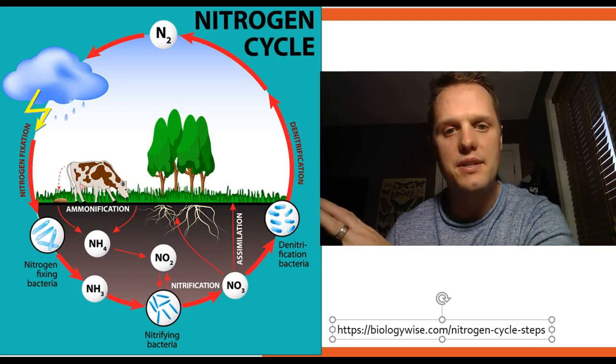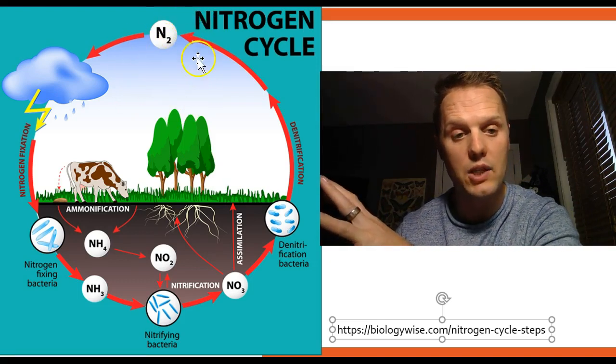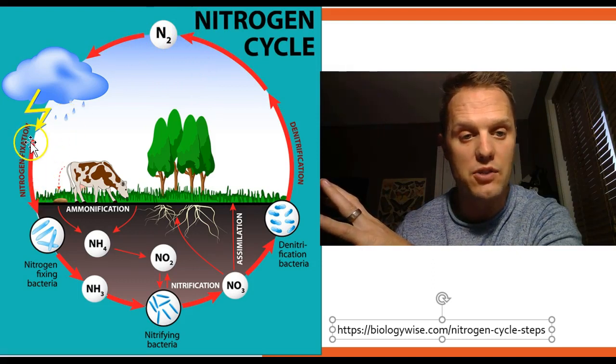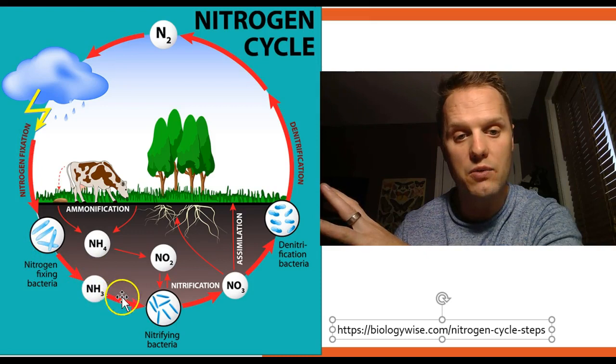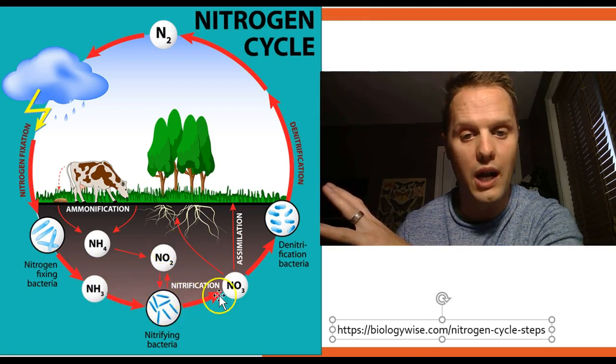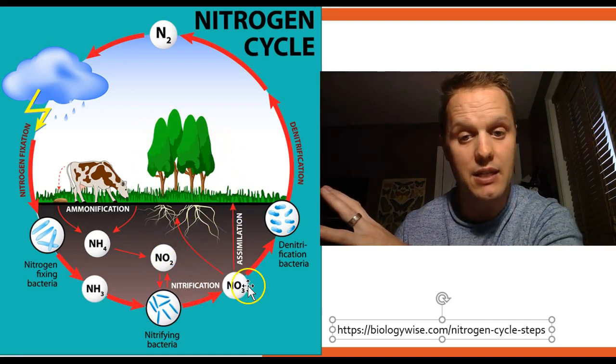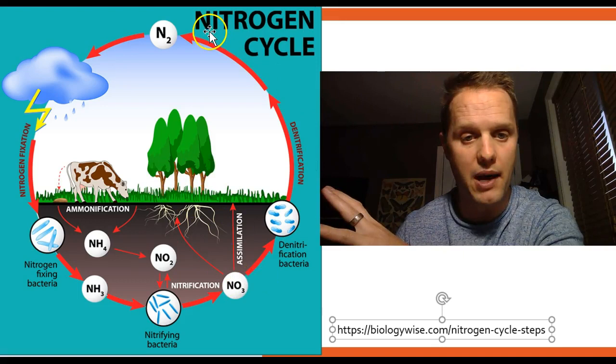So there you have it. That's the nitrogen cycle. You've got nitrogen that's found in the atmosphere, lots of it in the form of N2, but animals and plants can't use it. It's fixed by nitrogen-fixing bacteria into ammonia, NH3. That NH3 can then be nitrified to either nitrite or nitrate, which can be easily used by plants and animals. Denitrifying bacteria will turn it right back into nitrogen.